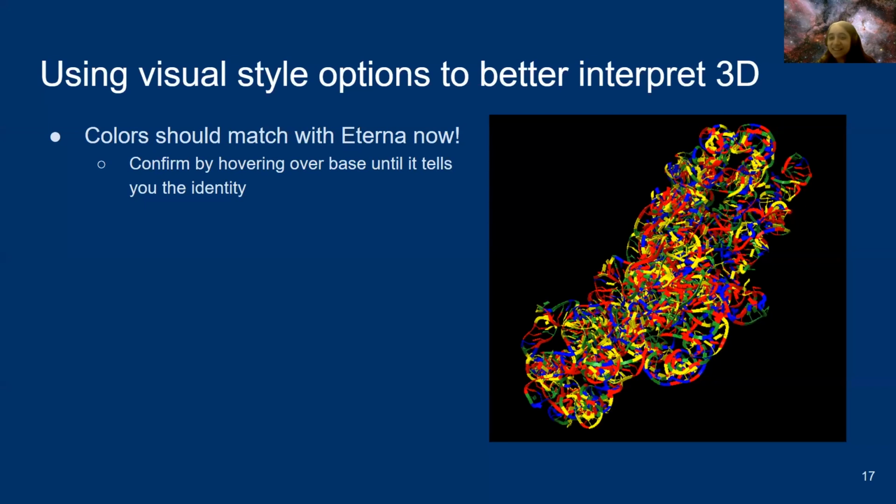And yes, it's very brightly colored and such, but for my purposes, it helps me know which bases are where. So that's what I needed to do for this. And you can confirm that the colors now match. For example, within ChimeraX, if I hovered over a red one, it should now say the number of the base, and then also G to match what it is in Eterna.